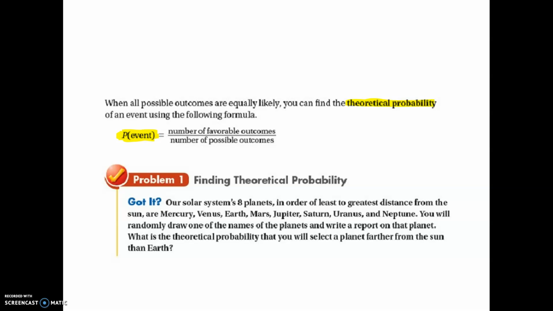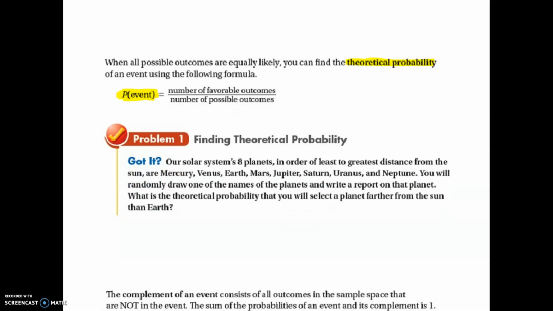So, for example, here we're going to find theoretical probability. Here we have 8 planets in our solar system, and they want us to write the theoretical probability that you'll select a planet that is further from the sun than Earth. So I'm just going to mark a line here. So we have Mars, Jupiter, Saturn, Uranus, and Neptune. So that would represent 5 out of those 8 planets.